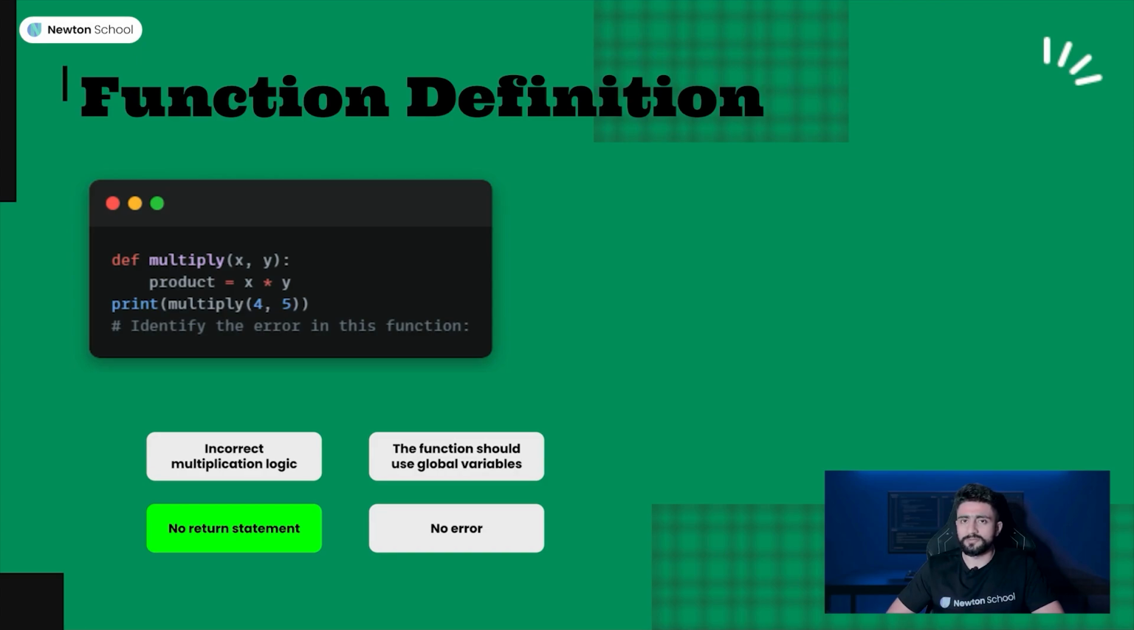No return statement, right? So the error in this function is no return statement. If there is no return statement, the print function will not work properly because print needs something to print. So it will bring out none, but print actually needs a particular string or data to print, right?